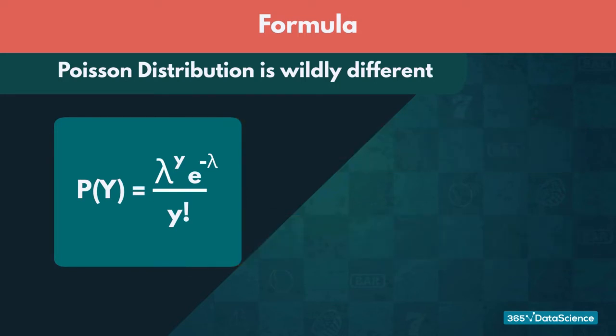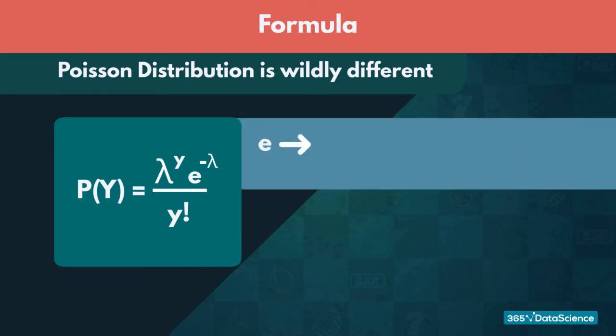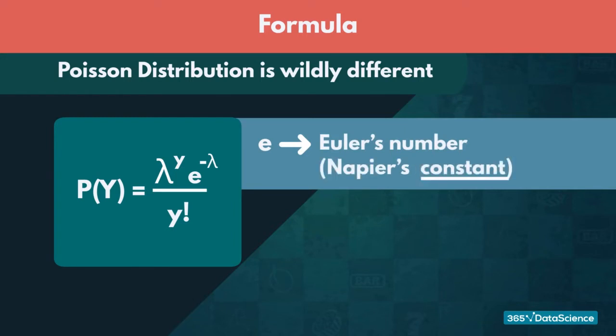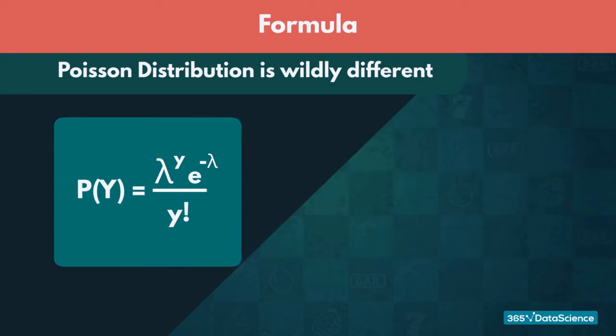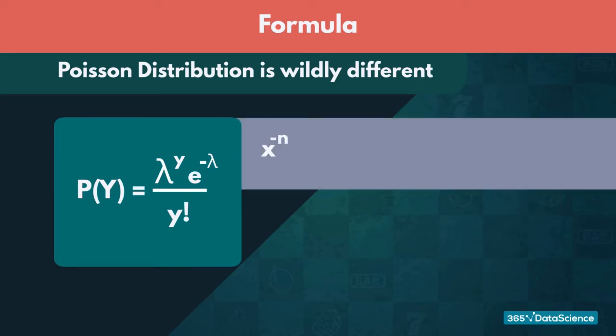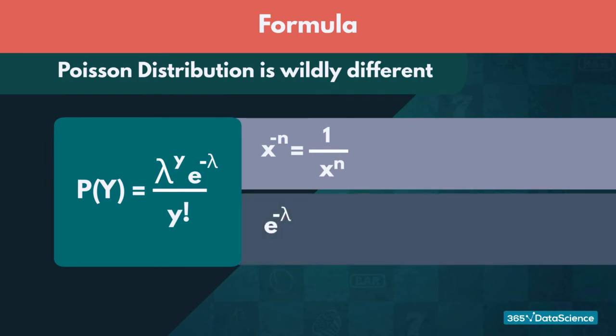Let's refresh your knowledge of the various parts of the formula. First, the e you see on your screen is known as Euler's number, or Napier's constant. As the second name suggests, it's a fixed value, approximately equal to 2.72. We commonly observe it in physics, mathematics, and nature. But for the purpose of this example, you only need to know its value. Secondly, a number to the power of negative n is the same as dividing 1 by that number to the power of n. In this case, e to the power of negative lambda is just 1 over e to the power of lambda.